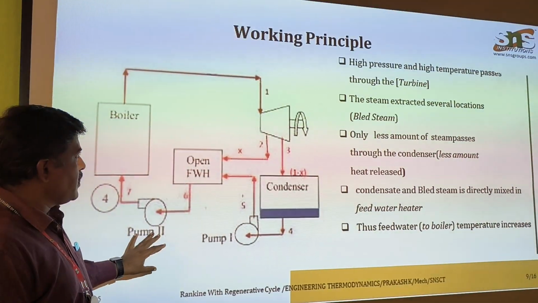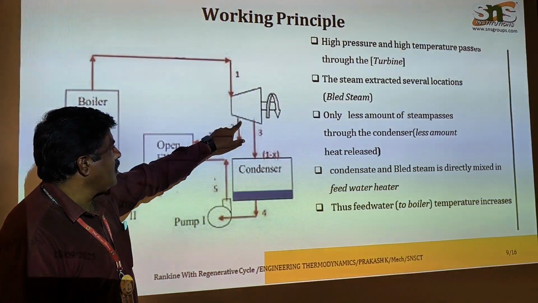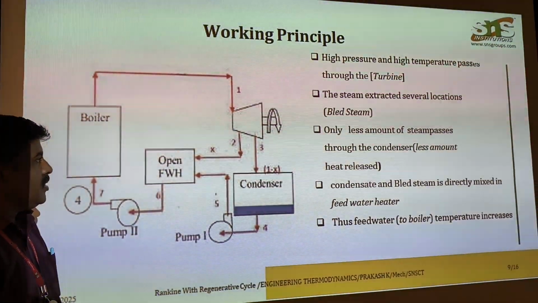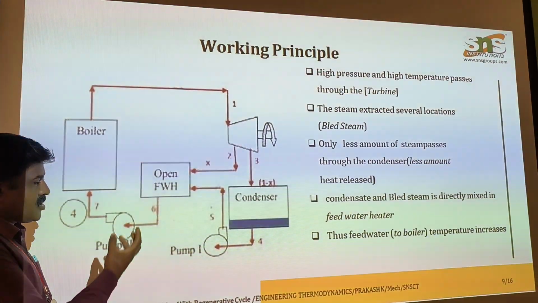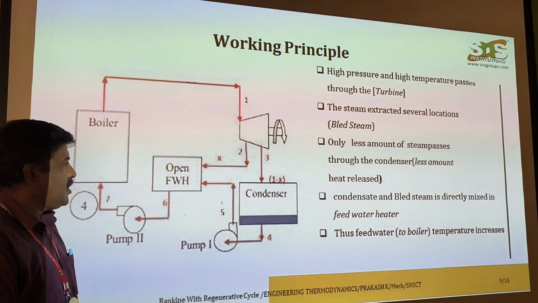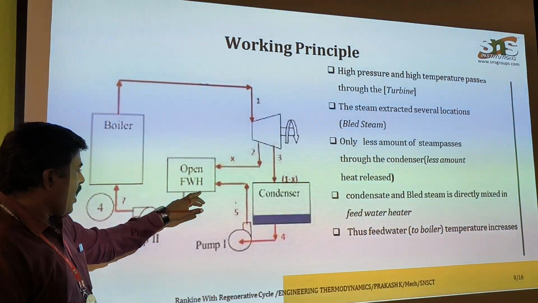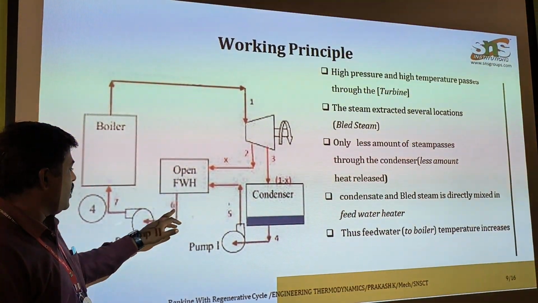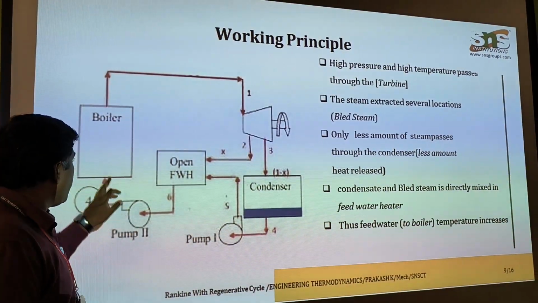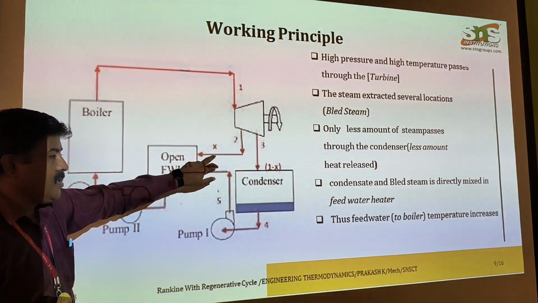So how this working takes place is, the high pressure and high temperature steam passes through this turbine. The expansion takes place, and then steam is extracted from the turbine. Here the steam which is extracted is called the bleed steam. This bleed steam is taken and used for the waste heat recovery system, as a feed water heater heats the fluid. Thus the feed water which is supplied to the boiler is getting heated with the help of this bleed steam.